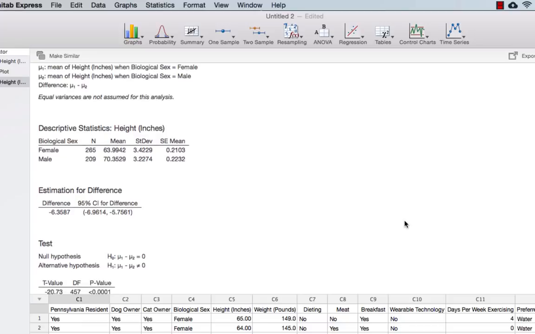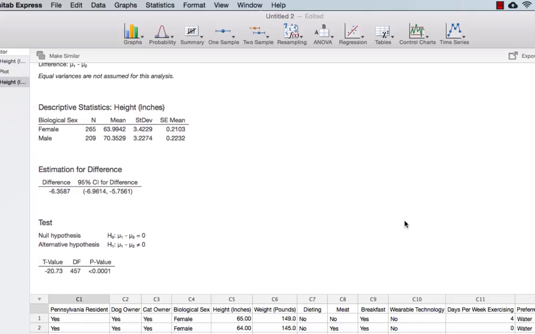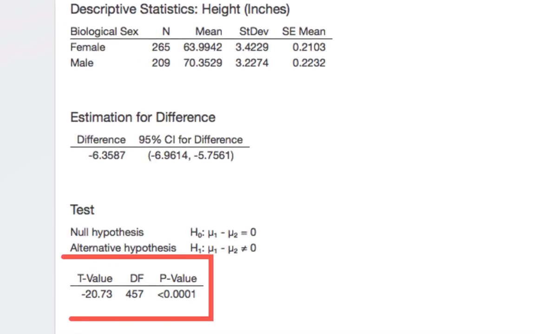We'll scroll down past the confidence interval, and here we have our hypothesis test. We have a t-test statistic. It's negative this time because, again, Minitab Express does this in alphabetical order, so it's doing females minus males, which is the opposite of what we did when we did this by hand. But t-test statistic of negative 20.73. The degrees of freedom that Minitab Express computes is different from what we computed by hand. When we did this by hand, we took the smaller sample size minus 1. Minitab Express is using a much more complicated algorithm for computing these degrees of freedom. Our p-value, though, is exactly the same. P is less than 0.0001.